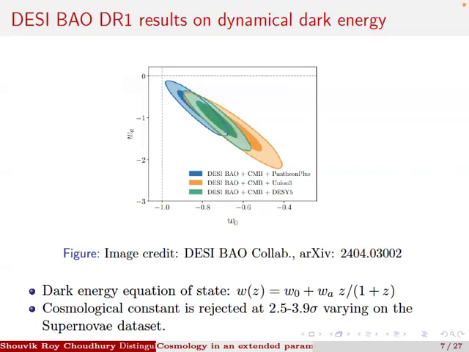It also has three kinds of uncalibrated supernovae data: Pantheon plus, Union 3, and the Dark Energy Survey Year 5 supernovae. What they find is that the cosmological constant, which is W0 equal to -1 and WA equal to 0, is disallowed at the level of 2.5 to 3.9 sigma, depending on the data set used. Pantheon plus gives 2.5 sigma, Union 3 gives 3.5 sigma, and DES Y5 gives 3.9 sigma. This has changed in the DR2 results, which came out recently. That evidence has increased by about 0.3, so 2.8 to 4.2 sigma, basically.